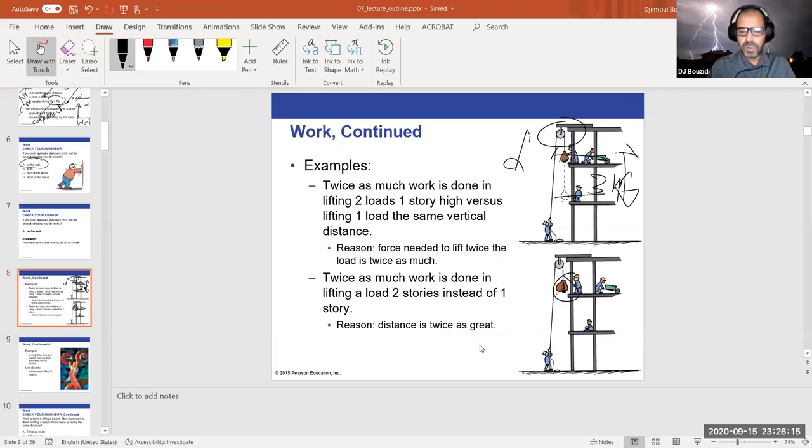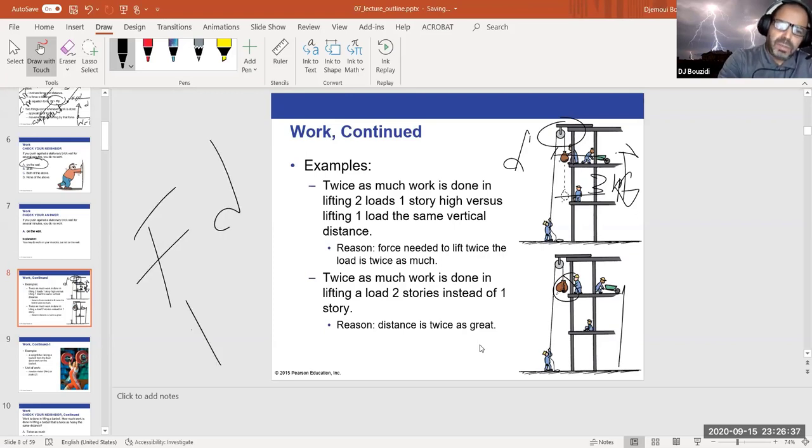So when you double the force, distance is twice as great. So twice as much work is done in lifting 2 pounds, 2 stories. So if you lift it up, again, that's just the same thing in here. If you double the distance, but keep the weight the same, it's the same amount of work, okay? So basically, this is the basic formula, FD. You double this, the work doubles. You double that, the work doubles. You double both, the work quadruples, okay? This is simple enough.